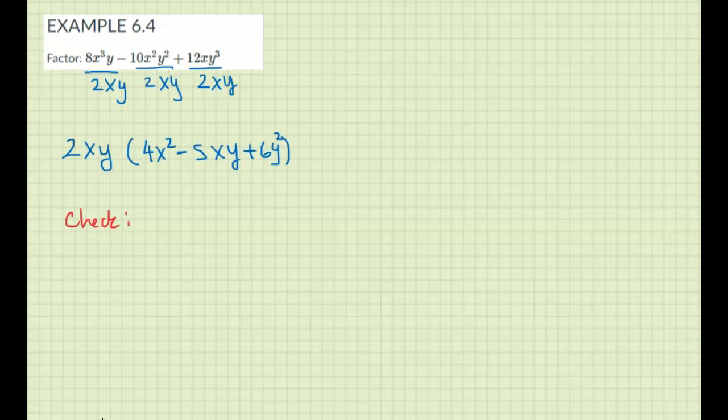Check by multiplying. So this times this is 8x cubed y. This times this is negative 10x squared y squared. And this times this is 12xy cubed. That's it. Yep. Good. So this is our answer.